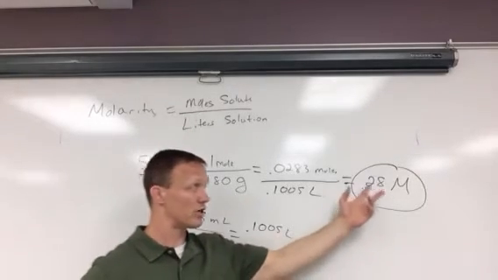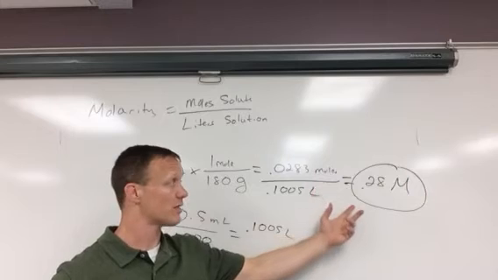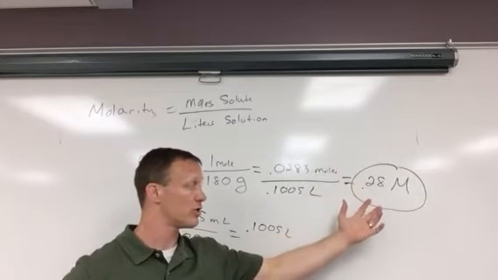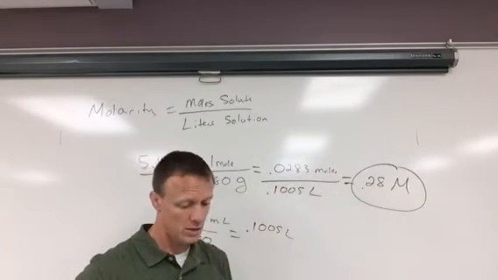So if you had 2 liters of the solution, it'd be double the number of moles, it'd be 0.56. If you had a half a liter of solution, you'd have 0.14 total moles in there.